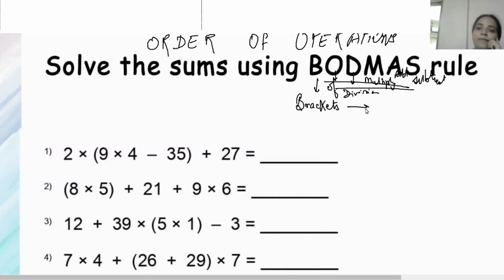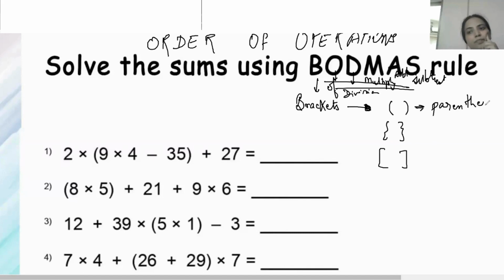Now there is a sequence in brackets as well. There are three kinds of brackets you must have seen. Right? Do you know what they are called? The small brackets are called parentheses. This is the smallest one. Right? Next one are curly brackets.